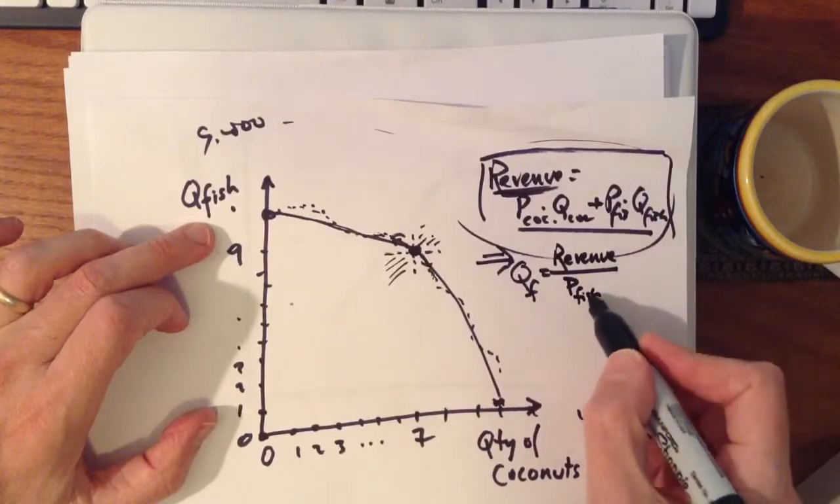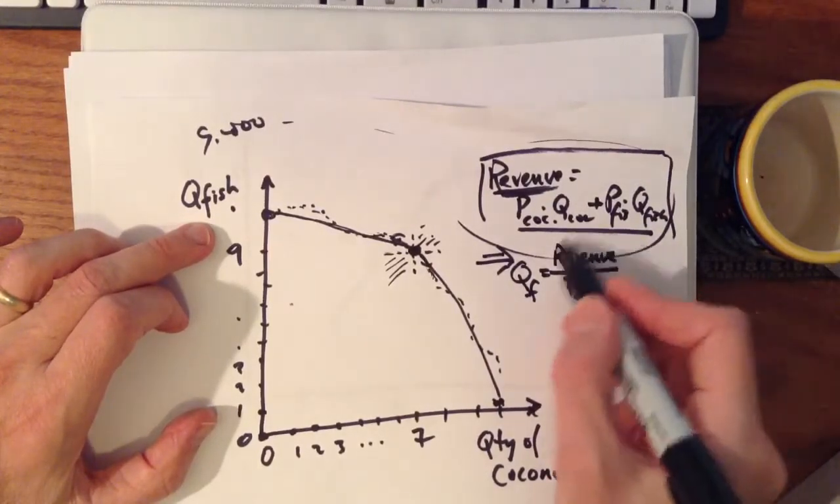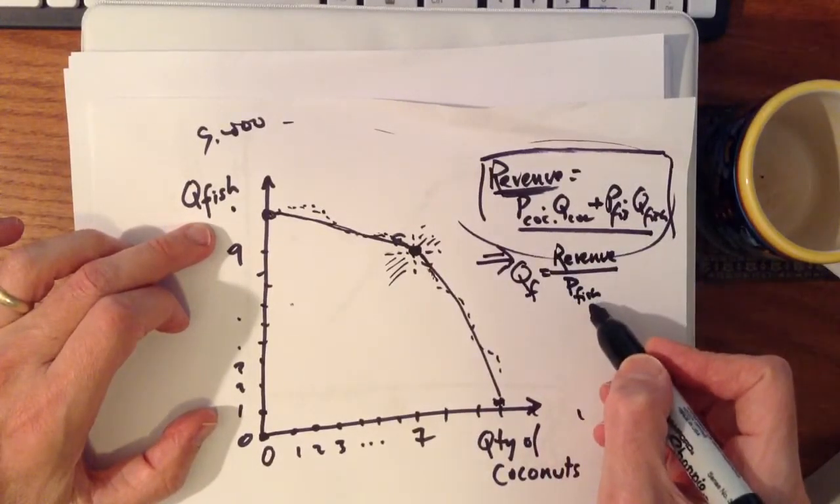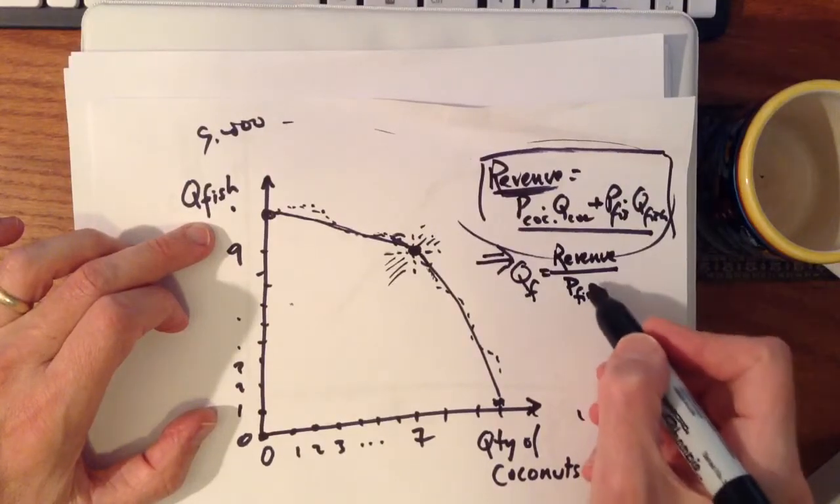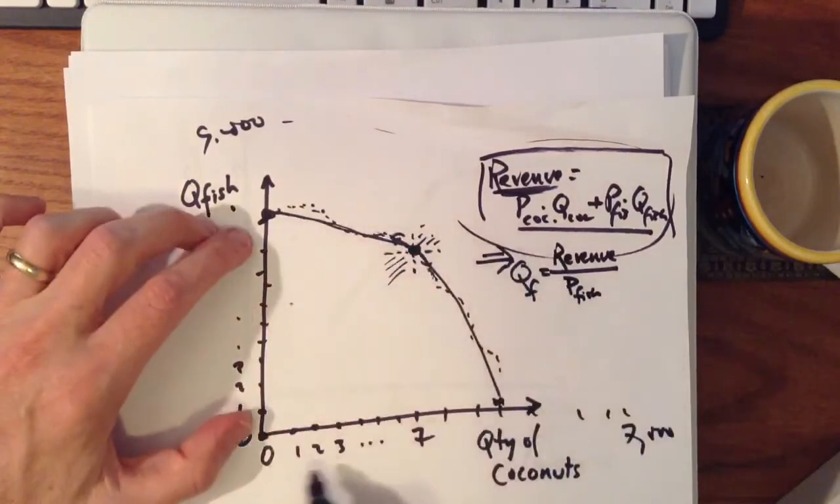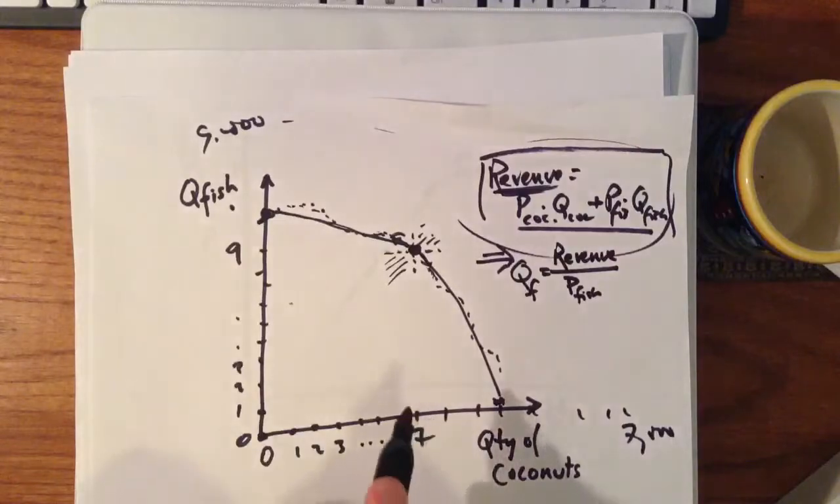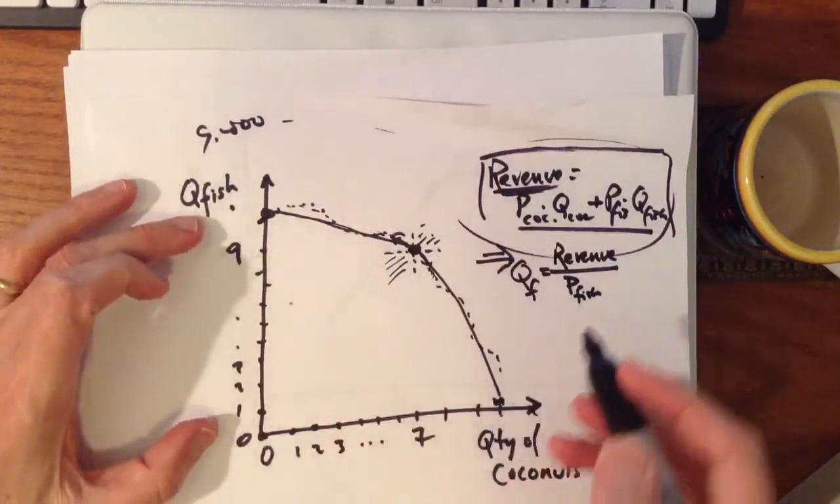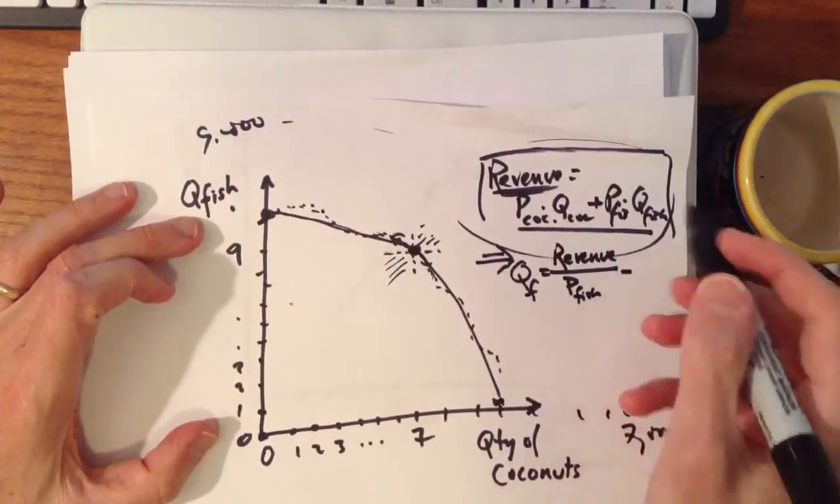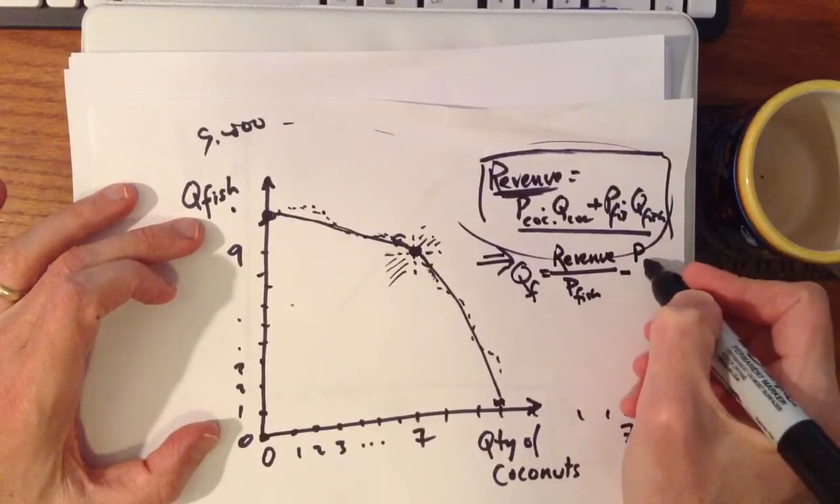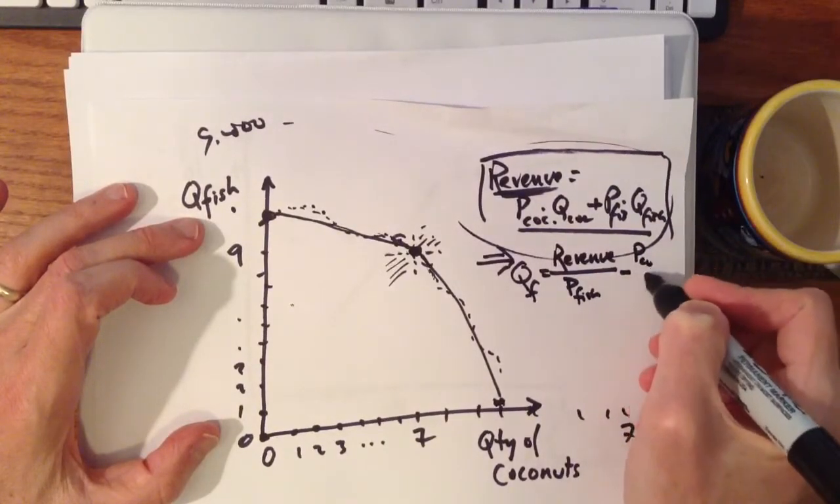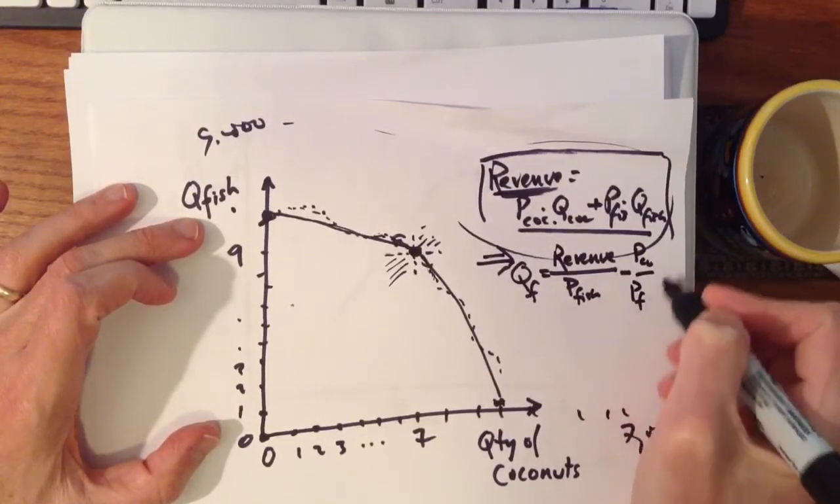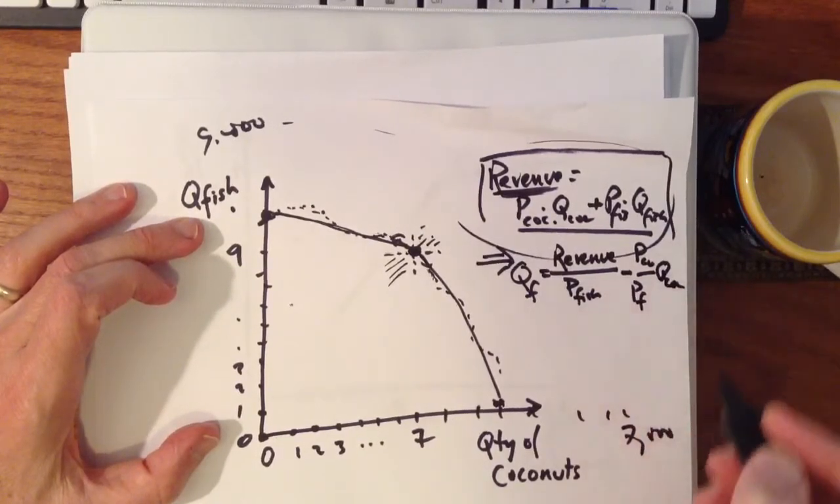So that's revenue divided by the price of fish, which, if you think about the arithmetic for a little bit, is the quantity of fish that you'd get if you had no coconuts at all. It's just revenue in terms of fish, minus the price of coconuts divided by the price of fish times the quantity of coconuts.